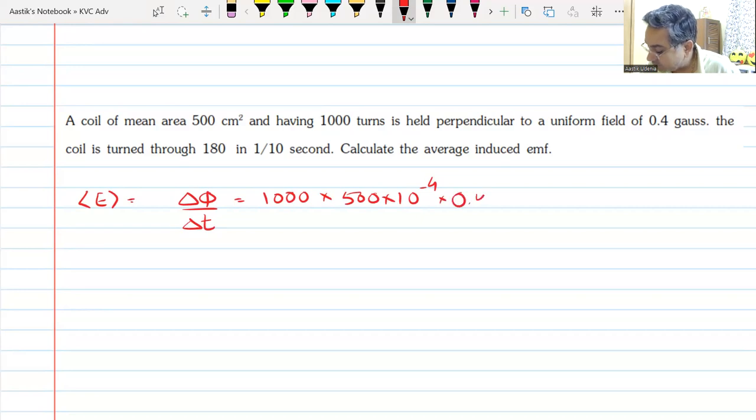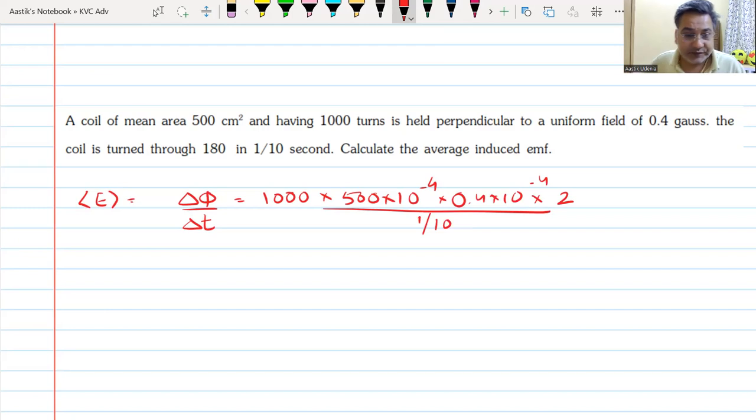Magnetic field is 0.4 Gauss, so you convert it into Tesla. It is turned through an angle of 180 degrees. So initially it was 0 degrees, finally it was 180 degrees, so the change in flux will be multiplied by 2. Yes or no? 2 NBA? Yes. Divided by time, which is 1 by 10th of a second. You multiply, divide, and I think the answer you are going to get is 0.04 volt. Yes or no? Yes. Everyone got this? Yes.